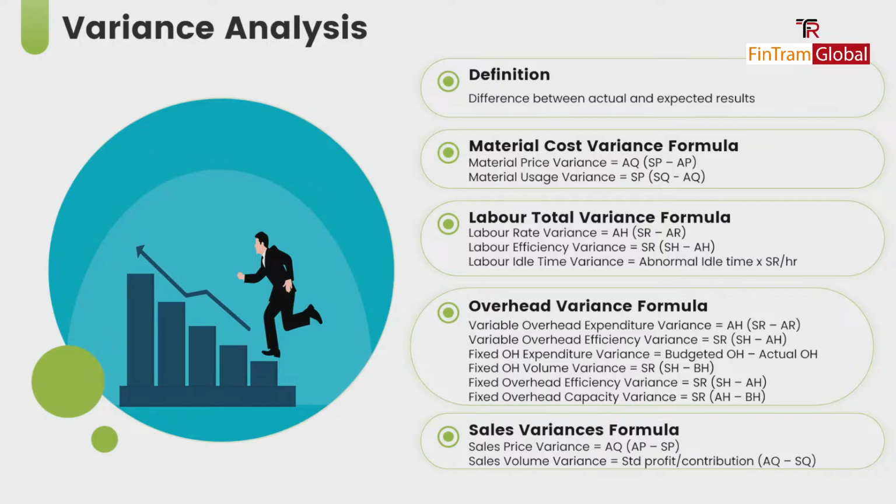So when it comes to variance analysis, what all things do we look at? The difference between actual and expected results, to put it very simply. And there can be adverse and favorable variances as well. Favorable variances are those which are good for the organization, whereas adverse variances are when things didn't go according to plan, right?